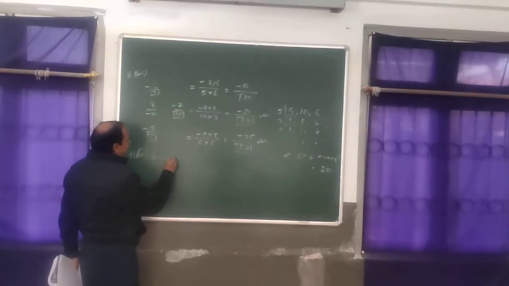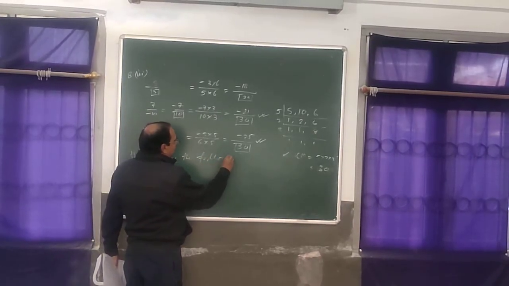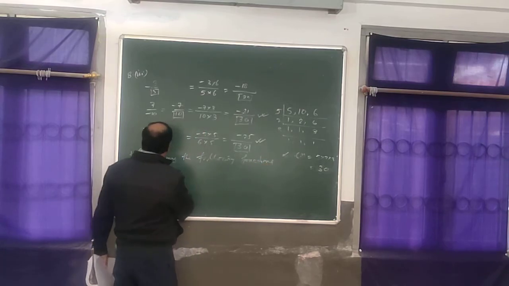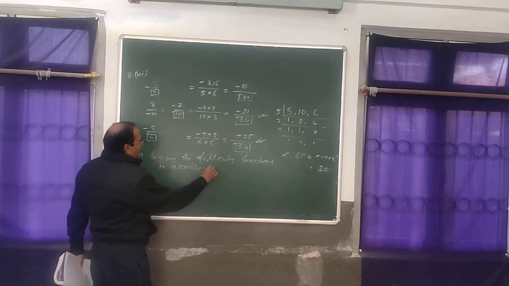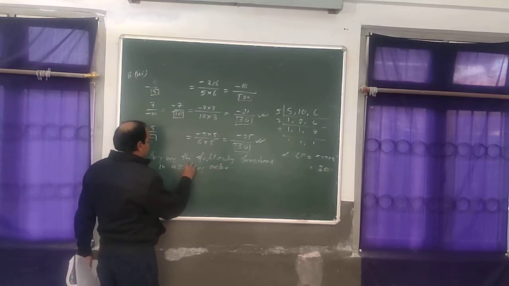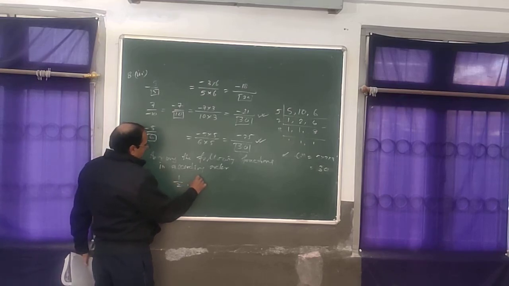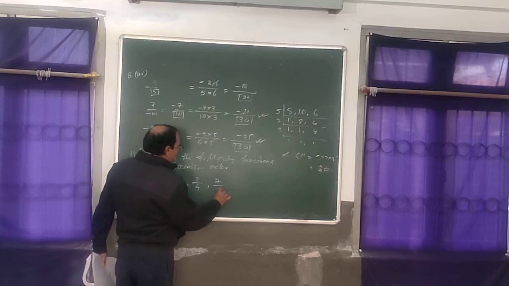Arrange the following fractions in ascending order. 1 by 2, 3 by 4 and 7 by 9.